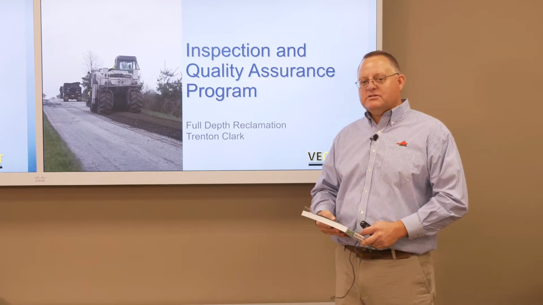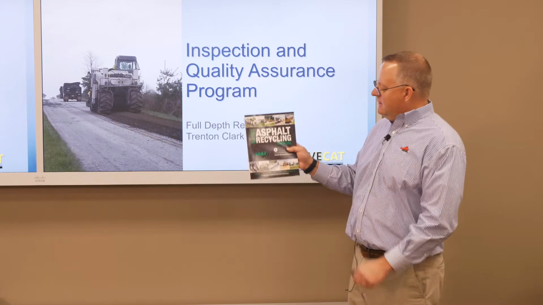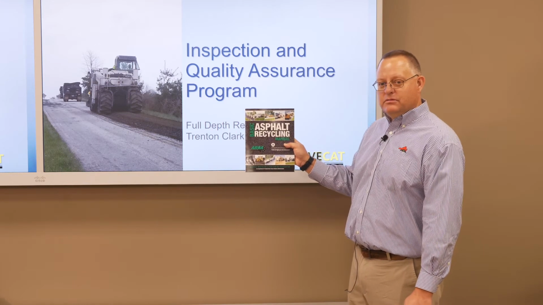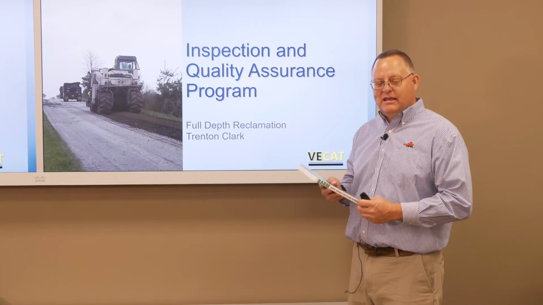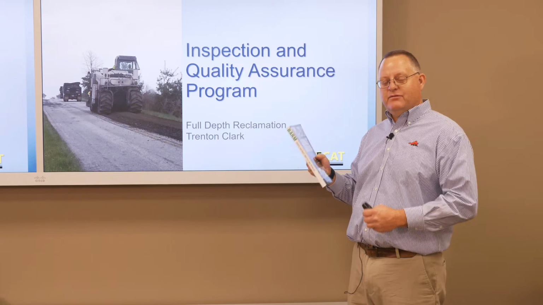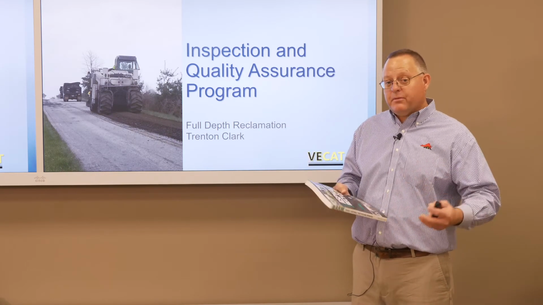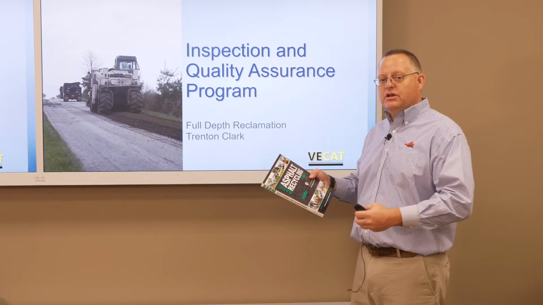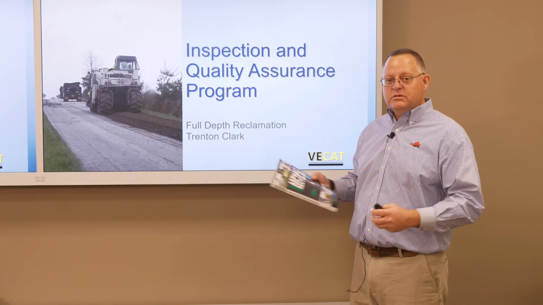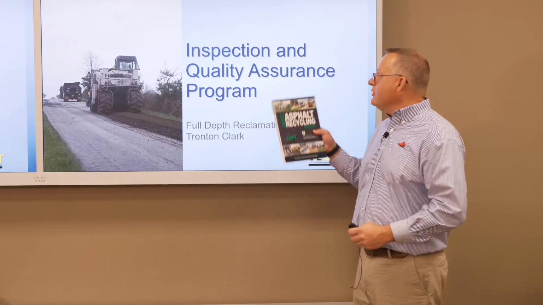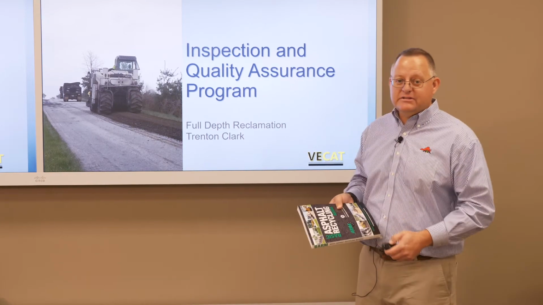As we go into this module, I'd like to refer you back to the basic asphalt recycling manual put together by Federal Highway Administration and ARA. This is an excellent manual if you're new to FDR to look through to understand what the process is, but also some of the things you should be looking for. This is a general nationwide type manual. What I'm going to get into is the specifics of inspection and QA here in the state of Virginia.